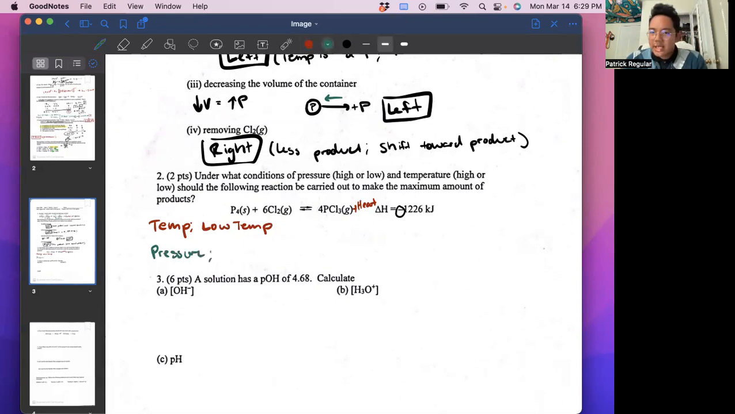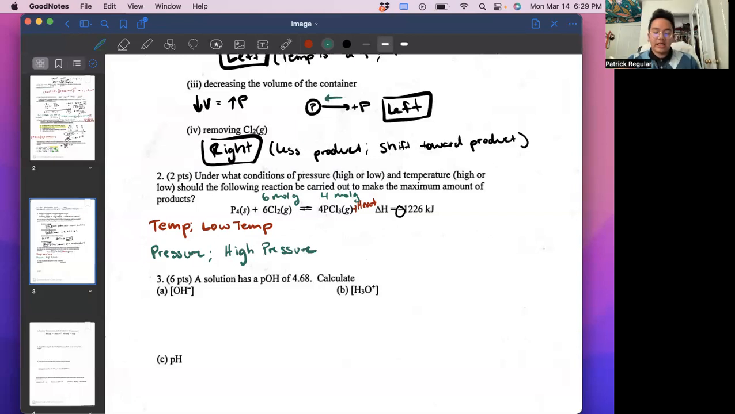So for pressure, let's count our gas moles again. Right here we have 6 moles of gas. Right here we have 4 moles of gas. So if we're trying to get products, which is a lower amount of gas, we want high temperature, or not high temperature, high pressure, my bad.